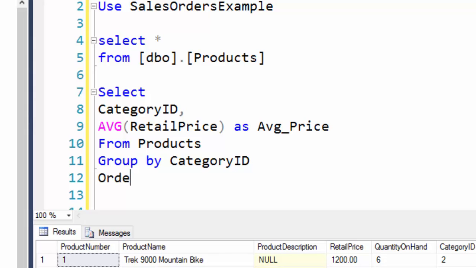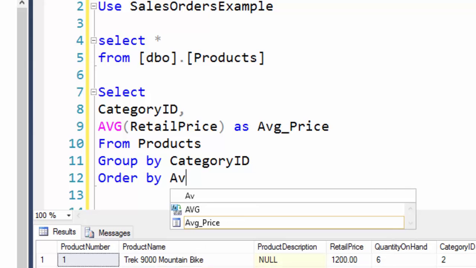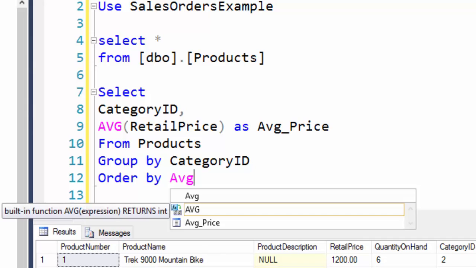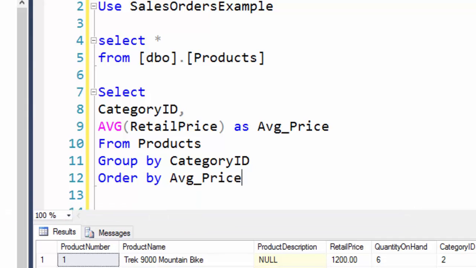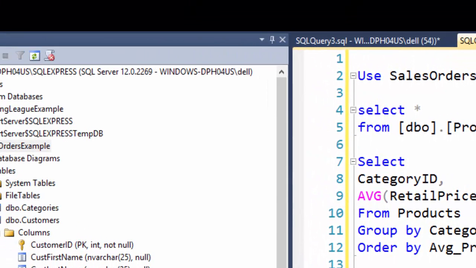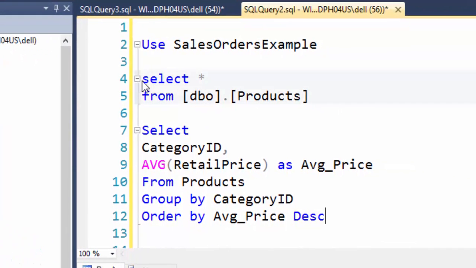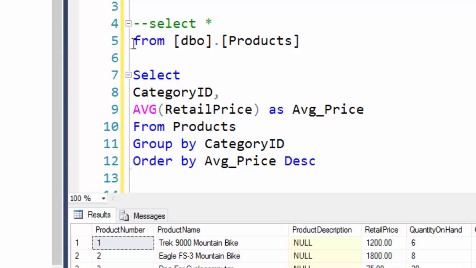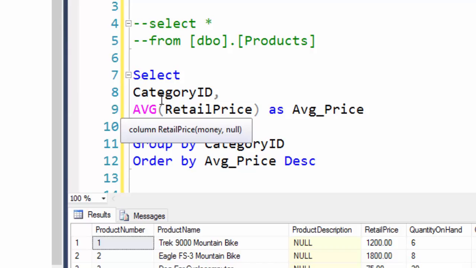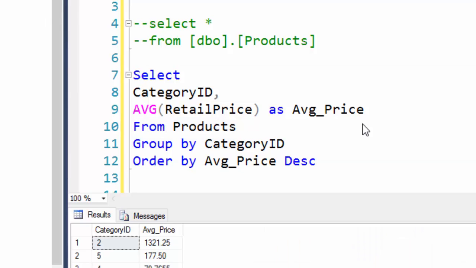Now let's order by the average price in a descending fashion. That is, we want the highest prices first by the category. So, look at that. Let's comment this out so we don't run it again. We're only going to run this. Let's see what happens when we hit execute. Okay.